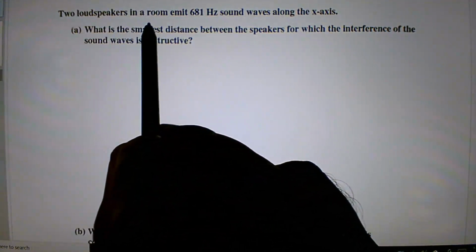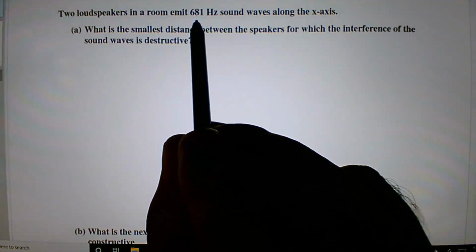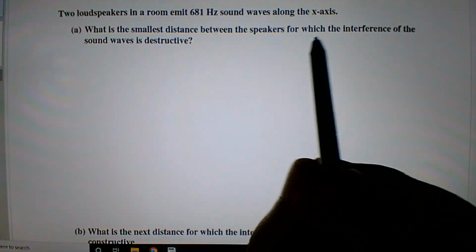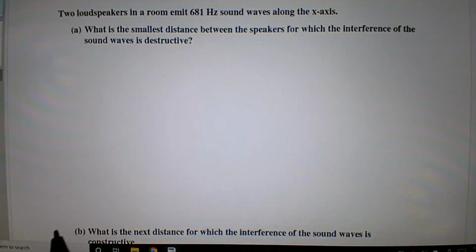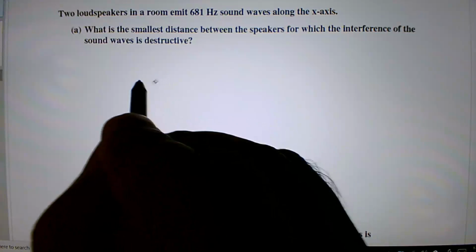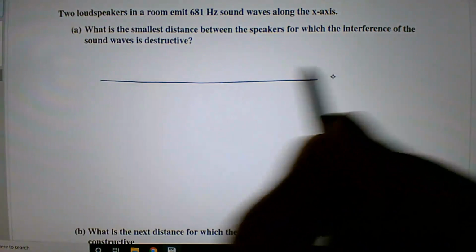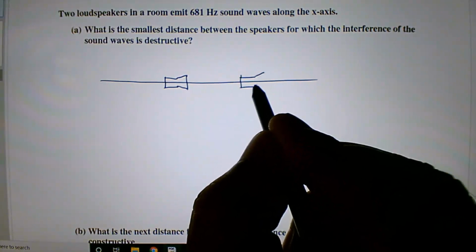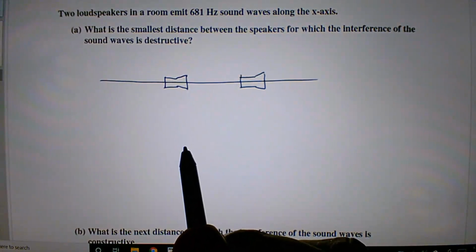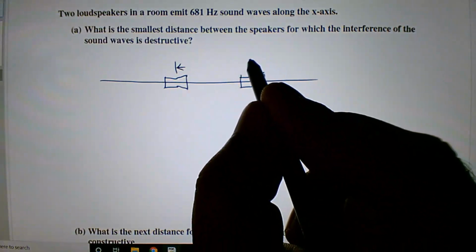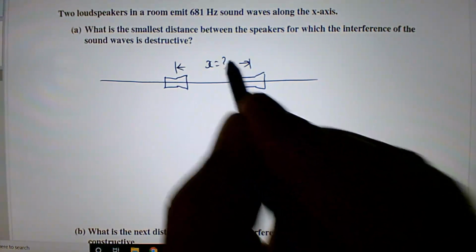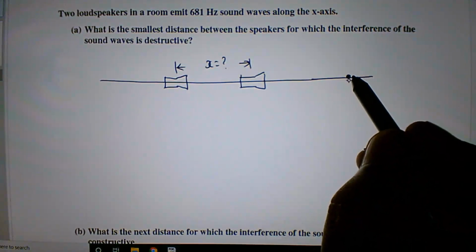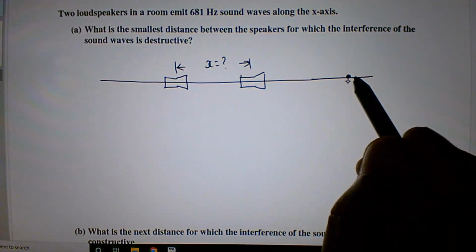It says two loudspeakers in a room emit 281 hertz sound waves along the x-axis, and it's asking what is the smallest distance between the speakers for which the interference of the sound waves is destructive, so quiet sound. Let me first draw the picture. These two speakers are lying along the same direction. Just a rough picture. It's asking for the smallest distance between these two speakers so that the listener standing, say, here will hear destructive interference, or no sound.